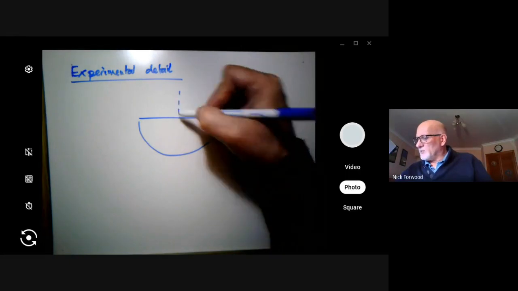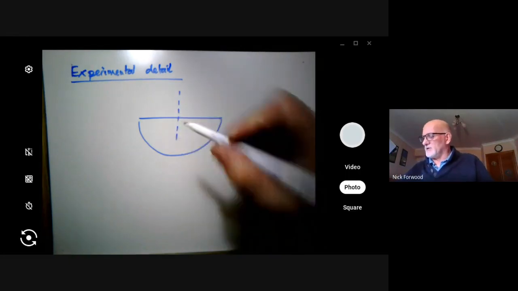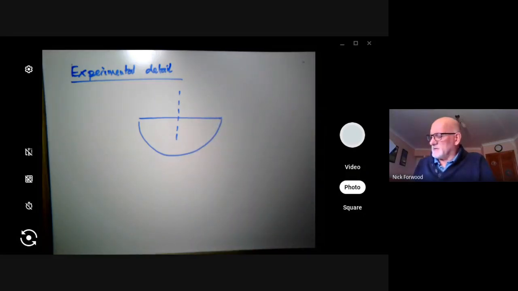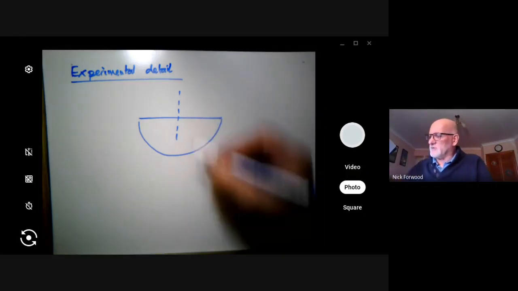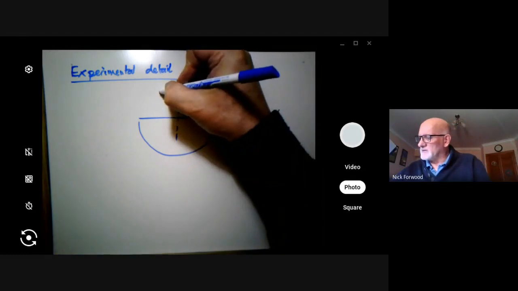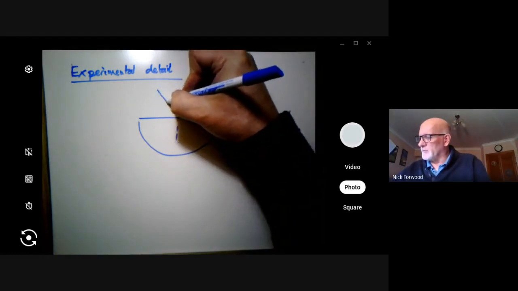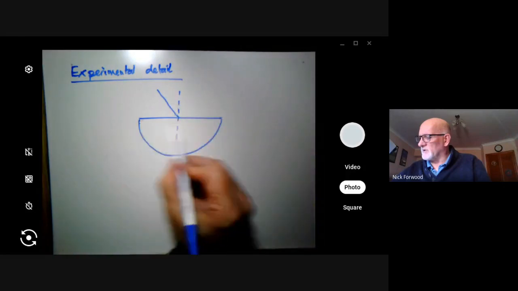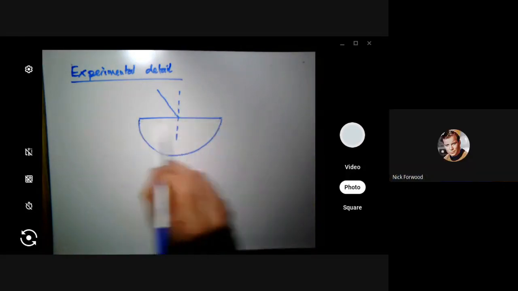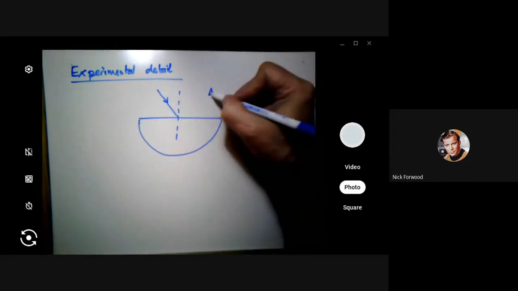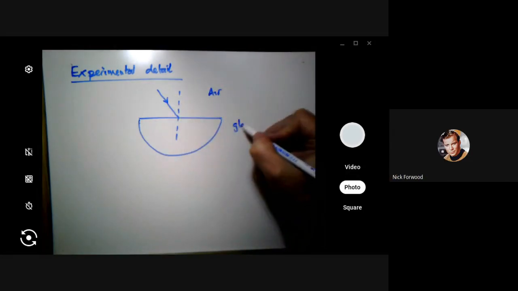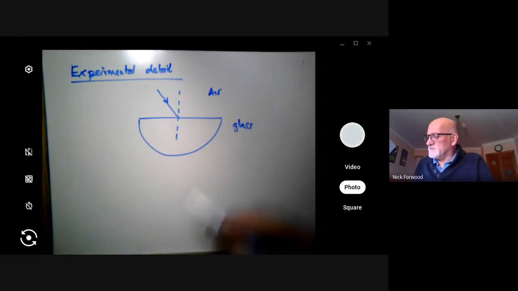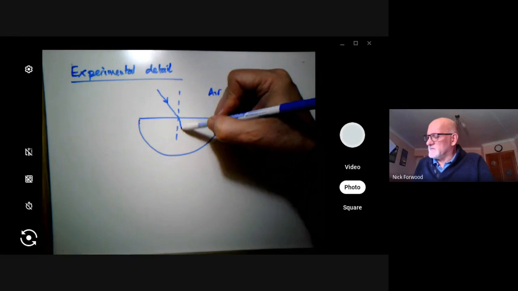Here's our normal line. You get the block of glass, you put it on your whiteboard, and you're going to shine that red beam of laser light. I think you've all done this before. You shine your red beam of laser light into the block of glass, right into the middle of this semicircular block. So in the center, in the middle of this line, here it comes. Here's your air on the outside. Here's your glass, possibly perspex, but it's got a refractive index which is very similar. And then the ray of light comes along here.